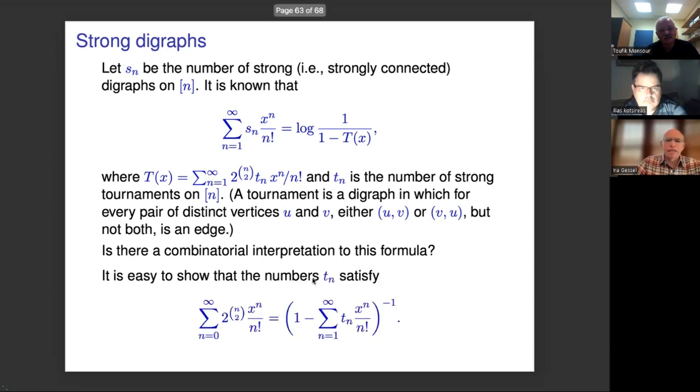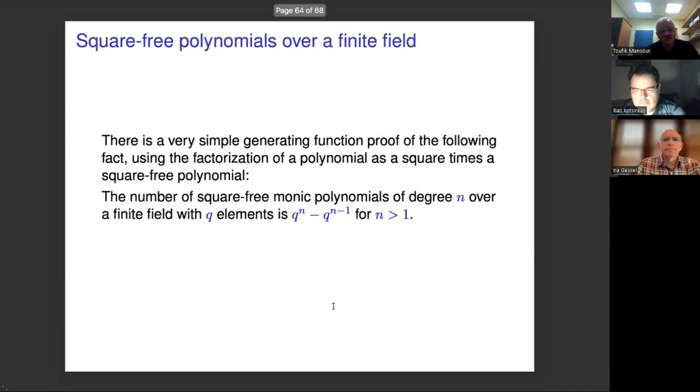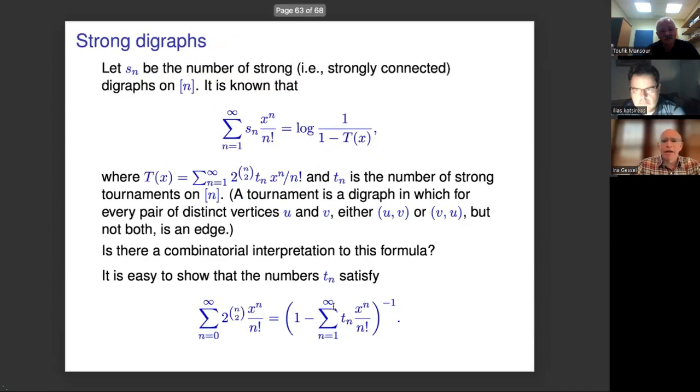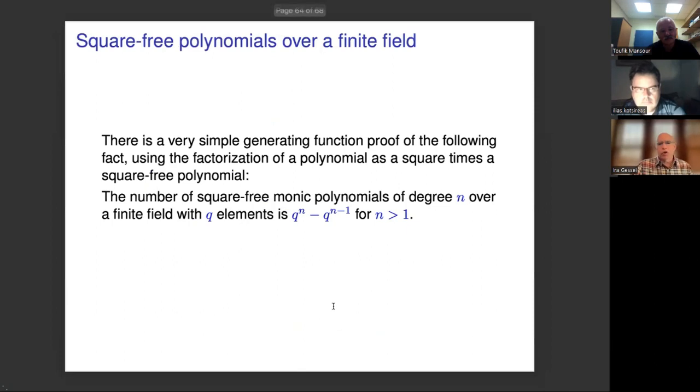So I'll just mention that the numbers t sub n satisfy this formula, which is easy to prove. This basically comes from the fact that every tournament can be broken up as a sequence of strong tournaments. Okay, so that's all that I have to say about that. Here's another totally different problem of looking for a combinatorial interpretation.